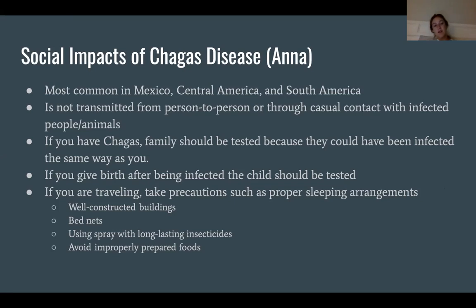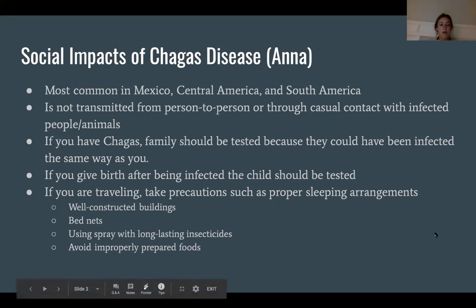So that shouldn't stop you from being around people. If you do have Chagas, your family should be tested because they could have been infected the same way as you. And if you give birth after being infected, the child should also be tested. If you're traveling, you should take precautions such as making proper sleeping arrangements. Stay in a well-constructed building because, like I said, they live in mud walls and thatched roofs. Use bed nets to keep the bugs out, use bug spray with long-lasting insecticides, and avoid improperly prepared food.